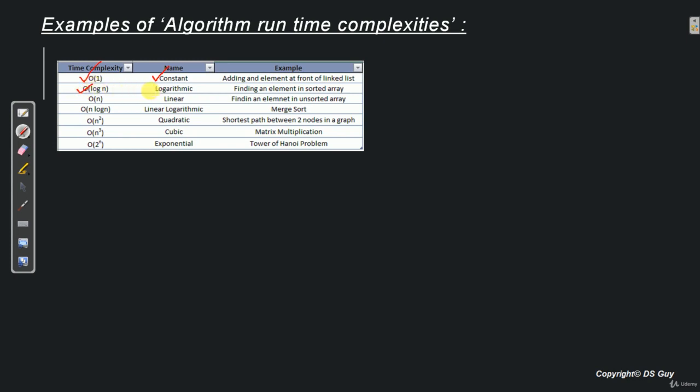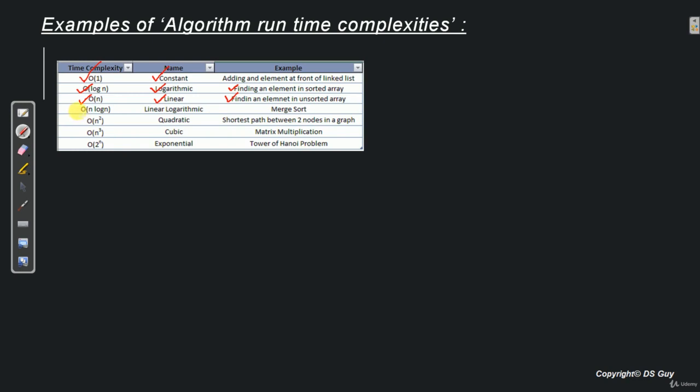Now the second time complexity is order of log n. It is called logarithmic time complexity. Like finding an element in a sorted array using a binary search is a classical example of logarithmic time complexity. Now the third type of complexity is order of n. It is called a linear time complexity. Now if we want to find an element in an unsorted array, that is a good example of linear time complexity.